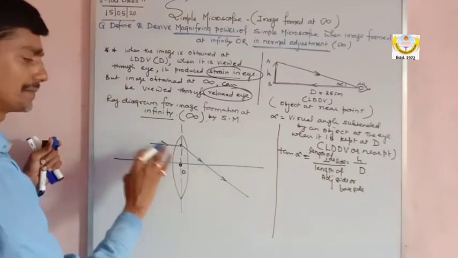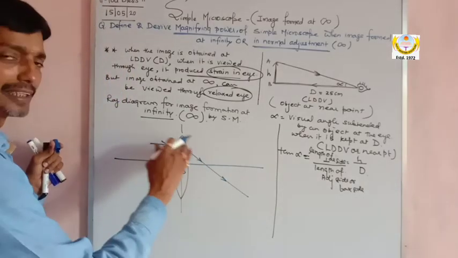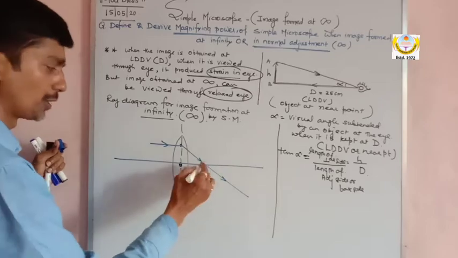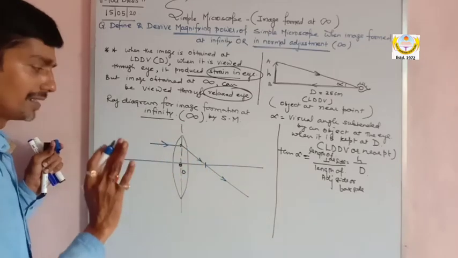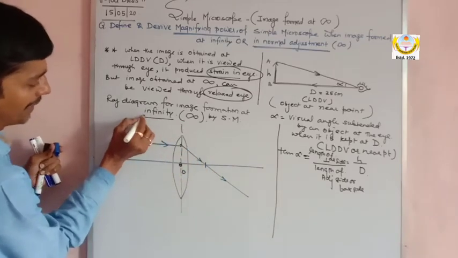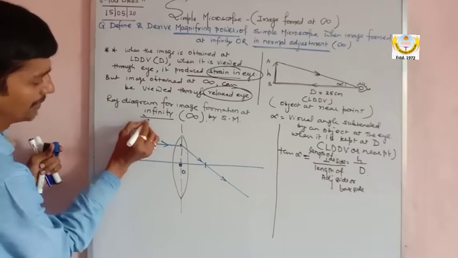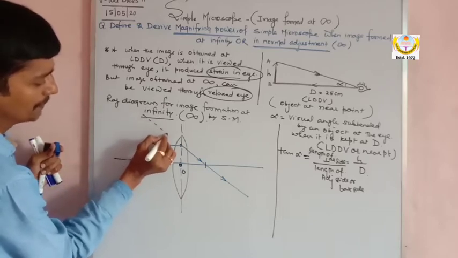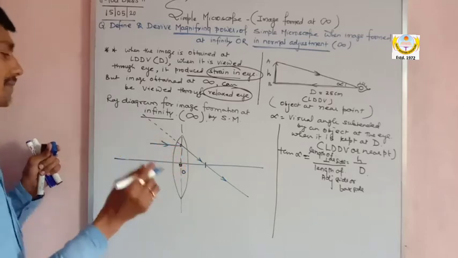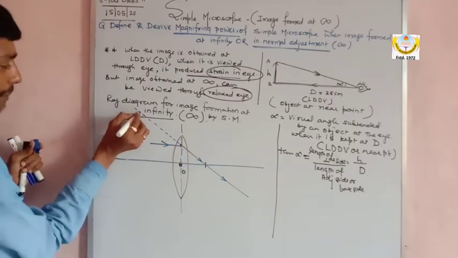Like this. You all know this is a parallel ray. It is passing through the principal focus. Here I can mark that. And now I will extend this ray here. You all can see, my dear. That is the formation of image, my dear.